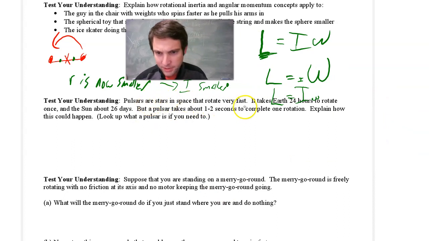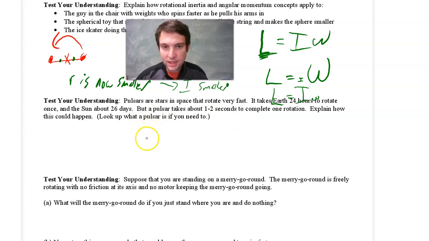Pulsars are stars in space that rotate very fast. It takes Earth 24 hours to rotate, and the sun about 26 days to rotate. But a pulsar takes 1 to 2 seconds to complete one rotation. Explain how this could happen.